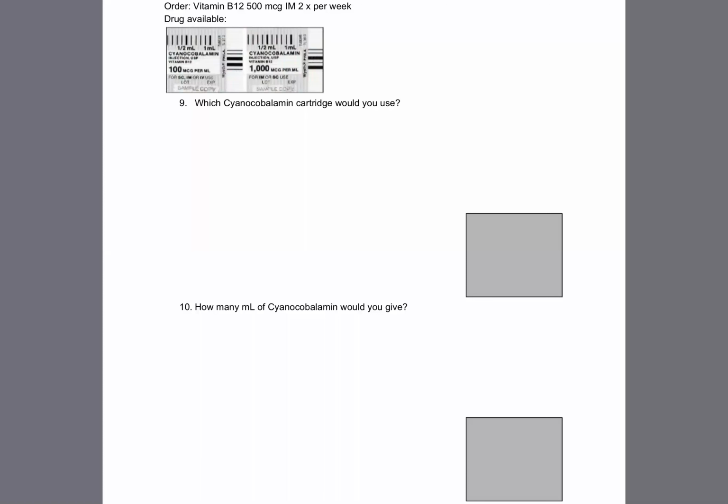Number 9 and 10 are based on this order. Vitamin B12, 500 micrograms IM, 2 times per week. The drug available, so we have 2 availabilities. We have vitamin B12 as a 100 microgram per ml, or vitamin B12 as 1,000 micrograms per ml. So number 9 is asking which vitamin B12 would we use?